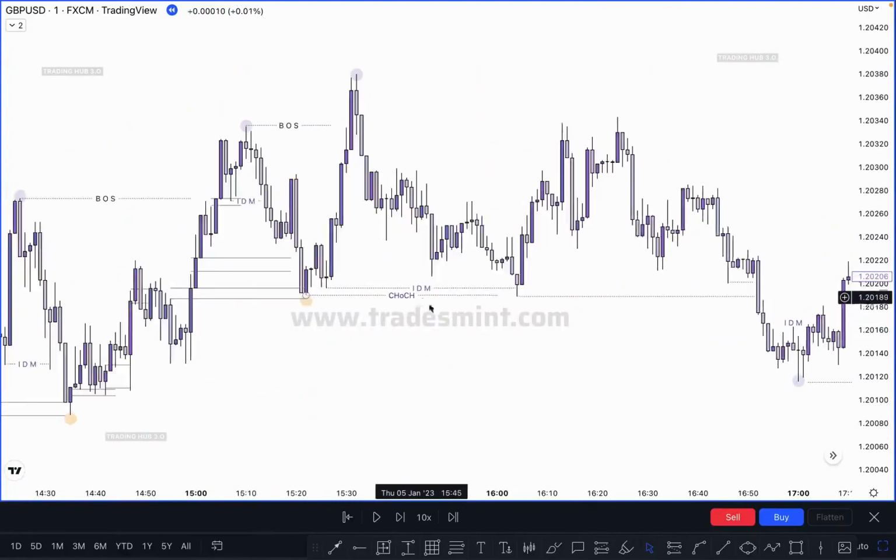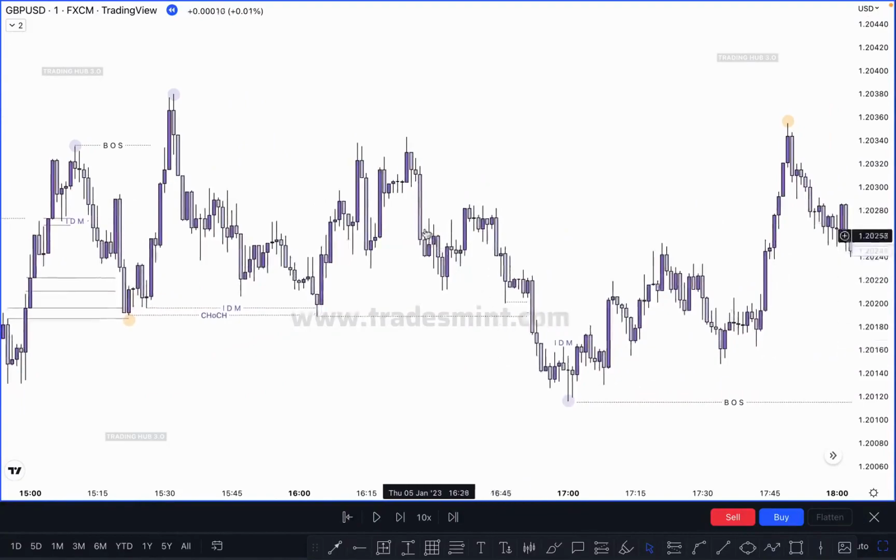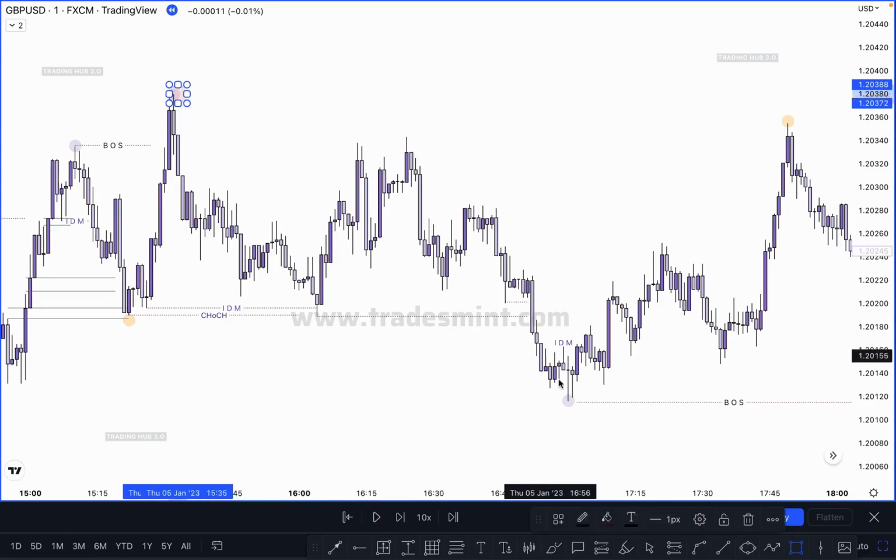Same thing happen here. After change of character, what happened here? This was our confirmed change of character was here. And after this change of character, you have to identify where is our unmitigated imbalance. In a bearish market, you have to start from the top to bottom. So first of all, look at this one. This one our highest point, and this one is our lowest point in this leg, and this one is our single leg move. So you can see this candle low is here and high is here.